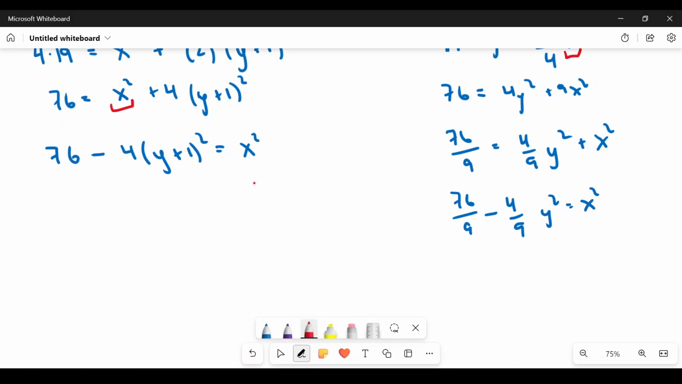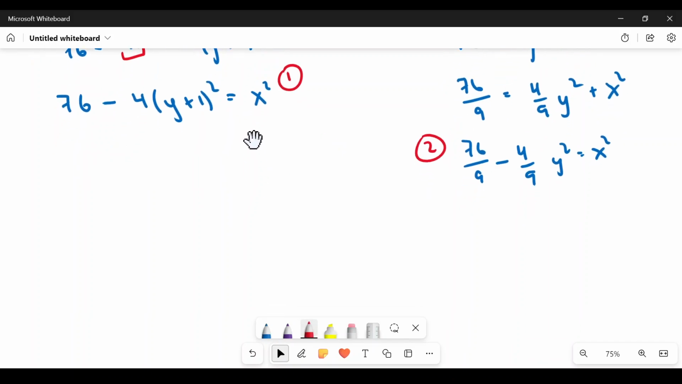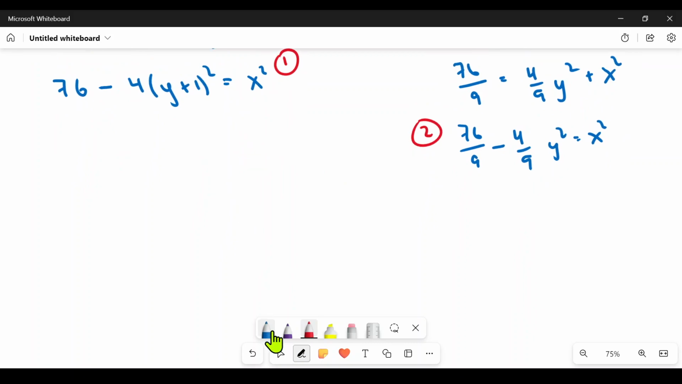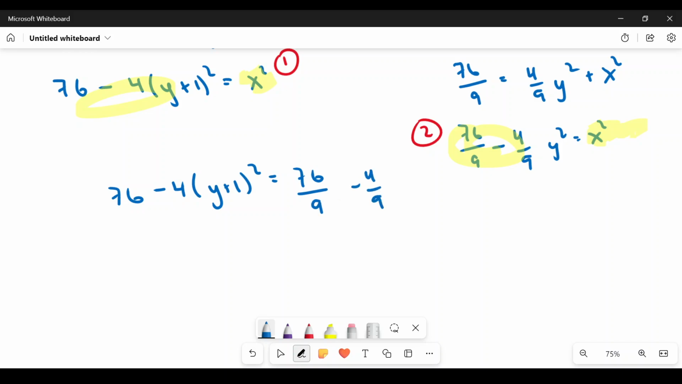So again, this is a rearranged equation 1 and a rearranged equation 2, and I'm going to make them equal to each other so that I only have y squared to solve for. So x squared must be equal to x squared. So this must be equal to this. And then that gives me just an equation to solve. Okay, so there's one equation, one unknown.